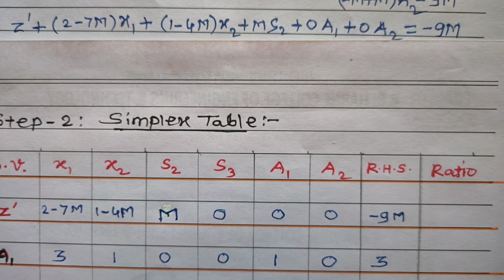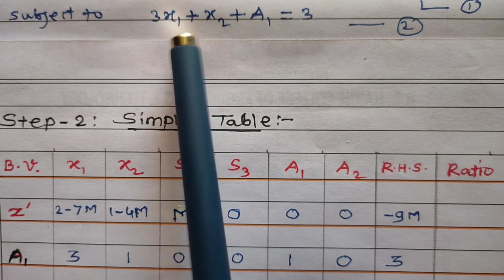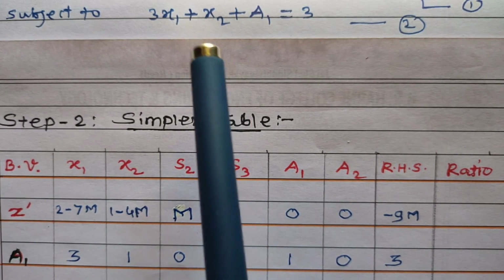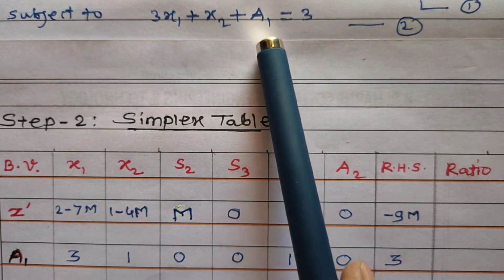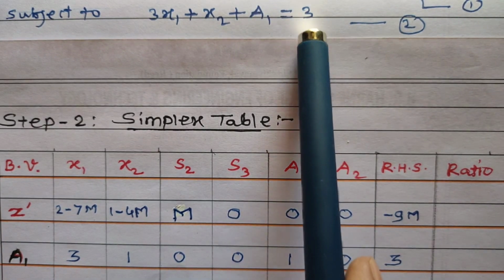Now the next row, that is the first constraint, which is equation number 2. Coefficient of x1 is 3, we have to put here. Coefficient of x2 is 1, put here, and the coefficient of a1 is 1. Remaining coefficients of other variables, we have to put 0, 0, 0. Right hand side is 3.